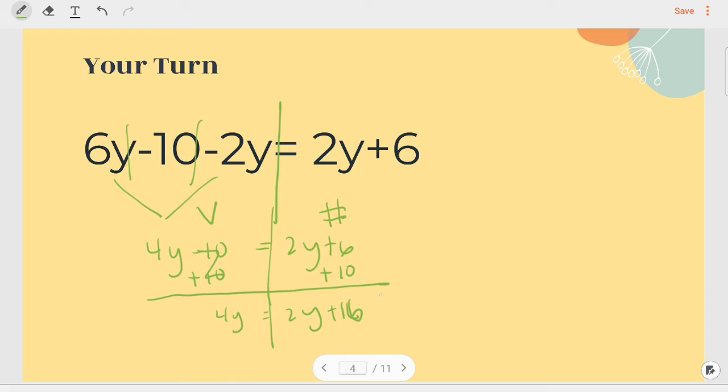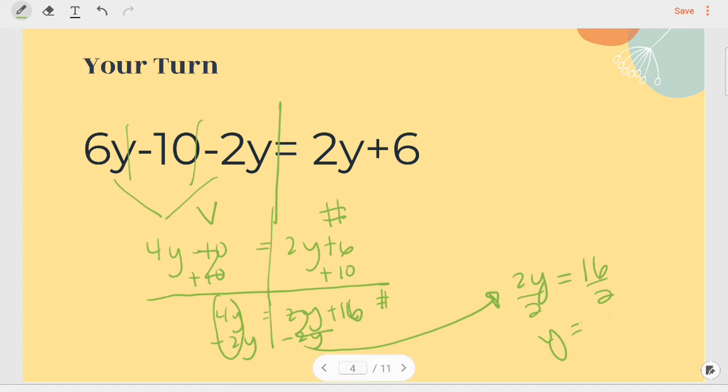I'm going to continue. This is my number side, so I've got to get rid of my variable. So minus 2y. 4 minus 2 is 2. And I'm going to run out of room, so I'm going to come up here. And I have 2y is equal to 16 because this is gone. When I divide by 2, because that's multiplication, I end up with y equals 8. And that's my final answer. Hopefully that checks out with what you got.